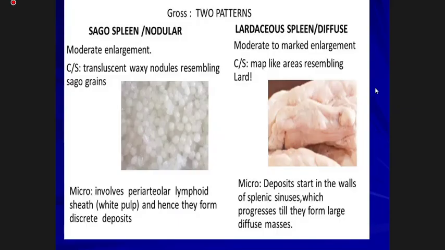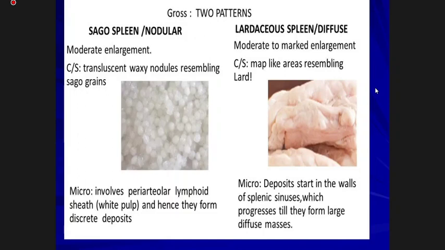So the sago grains, are they the amyloid proteins itself? Or no, it is just how it appears in the cross section. In the cross section, okay, the cross section of the nodules. Sorry, I didn't get your question.